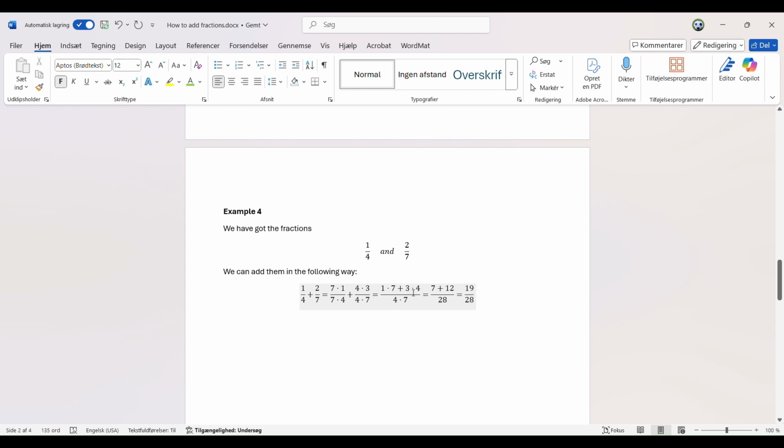And 1 times 7, that's 7. And 3 times 4, that's 12. And 4 times 7, that's 28, and 7 plus 12, that's 19, divided by 28. So these two fractions added together give us this new fraction, 19 divided by 28. Maybe we could reduce this fraction a bit, but that's for another lesson.